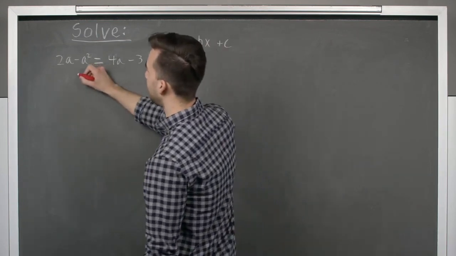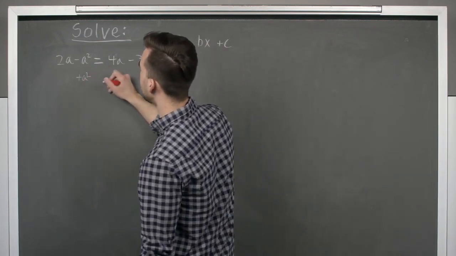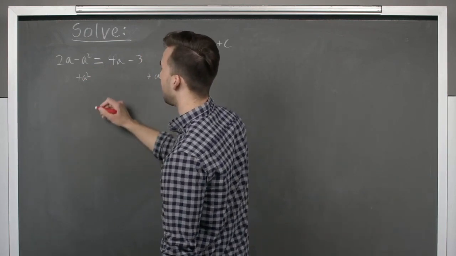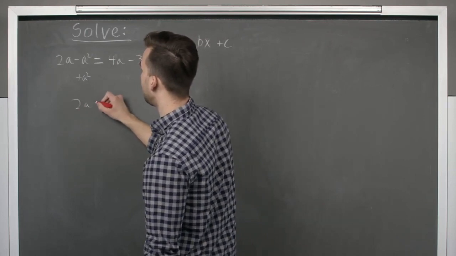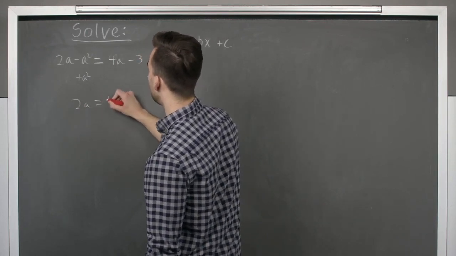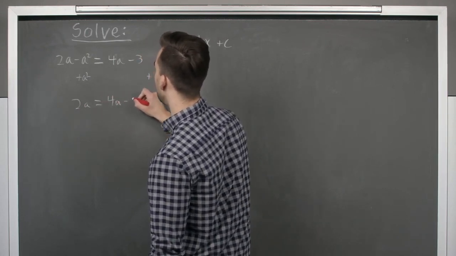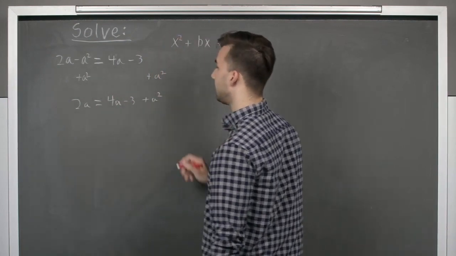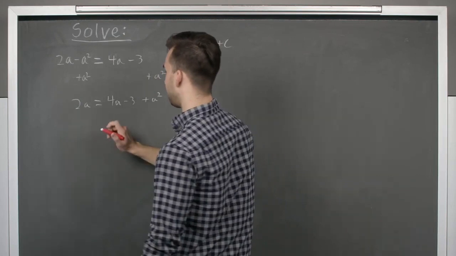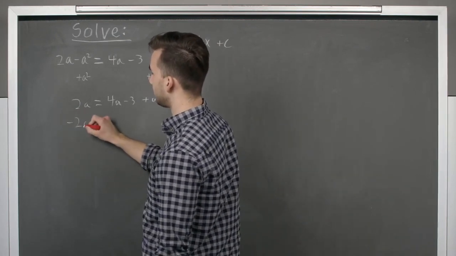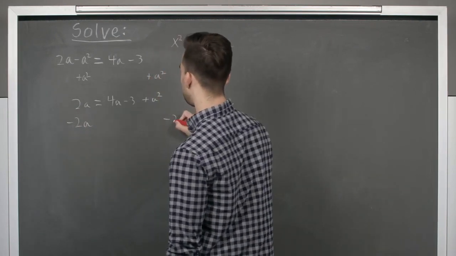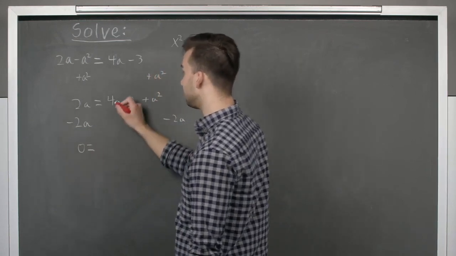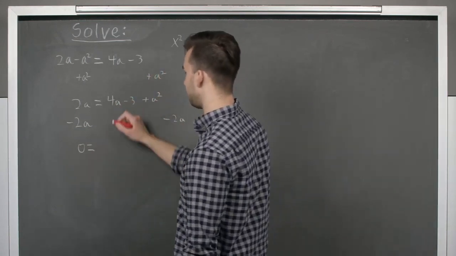Let's add a squared here and add a squared here. So we have 2a equal to 4a minus 3 plus a squared. Now let's get rid of this 2a over here. So subtract 2a from both sides, and that gives us 0 equal to, what's 4a minus 2a?